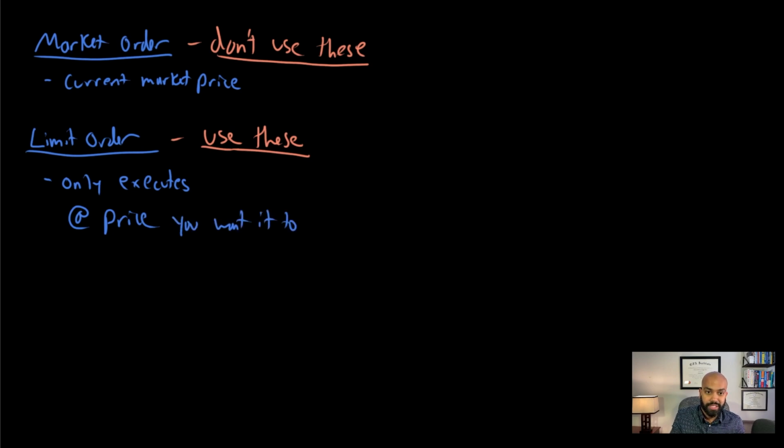So for example, if a security right now is trading at $1, but you only want to sell the option at the moment it goes to $1.50, don't use a market order, you'd use a limit order, and it would only execute if the option price comes to $1.50. If the option price does not go to $1.50, that means the trade won't execute and you won't be short this contract. So as a quick recap, there's market orders and limit orders.